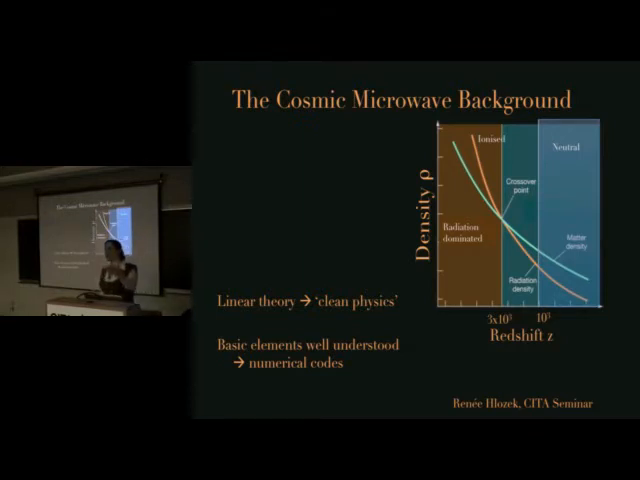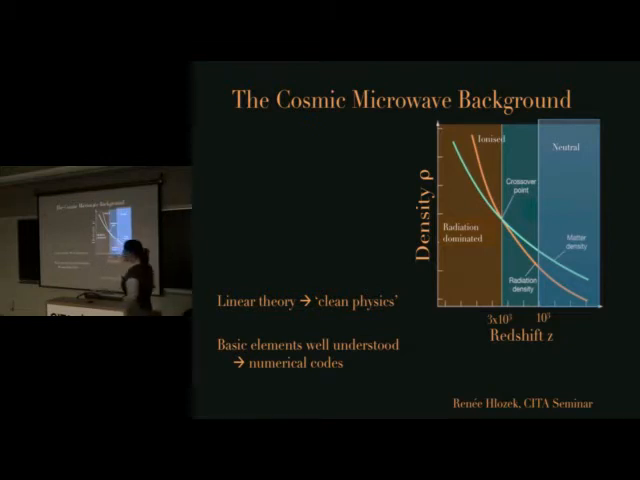And sometime after that, the universe decouples. It cools down enough so that your ions and your electrons can combine to form neutral elements, and then the radiation can free stream away. And it's this radiation that we see as the CMB that gives us some information about what the universe was like at early times.